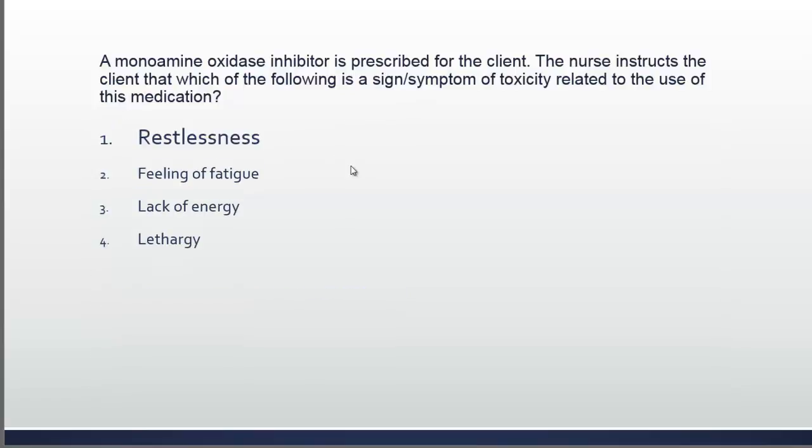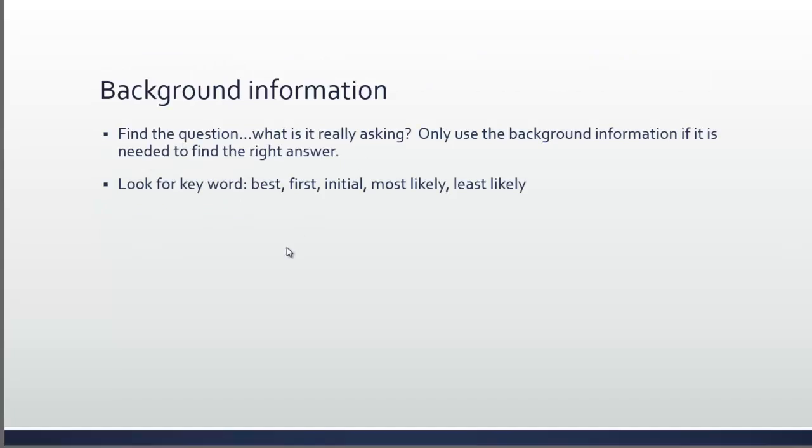But be aware, it's much better to know what a monoamine oxidase inhibitor is than to eliminate the answers like that, because all the questions won't have three that are exactly the same. Find the question. What is it really asking? Only use the background information if it's needed. Use the keywords. We talked extensively about that yesterday: best, first, initial, most likely, least likely.